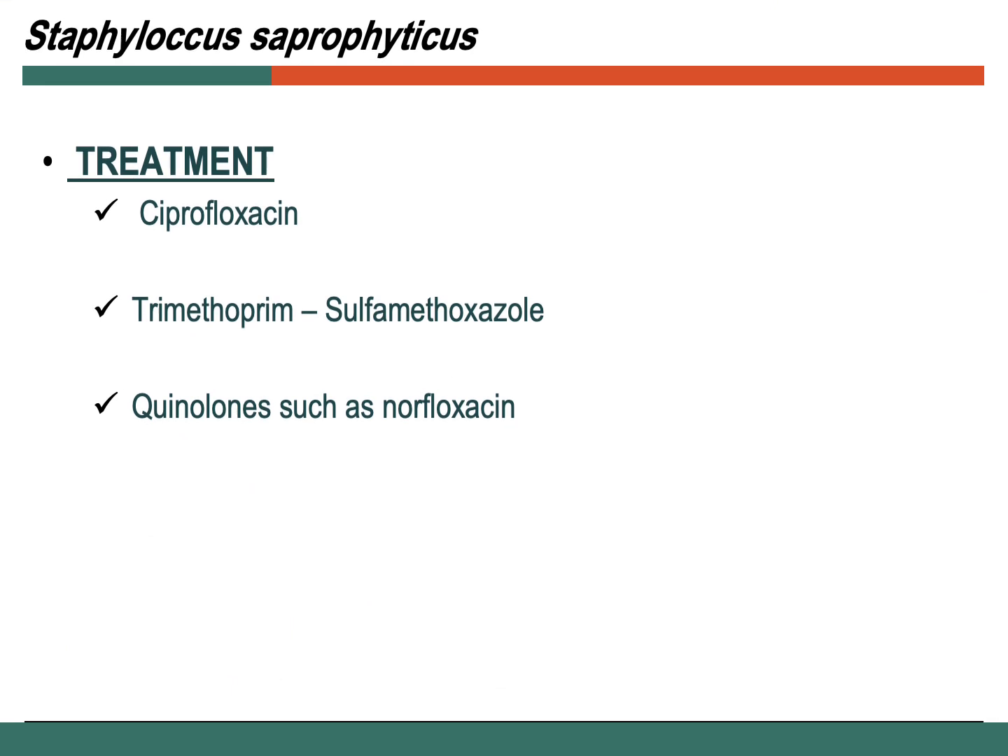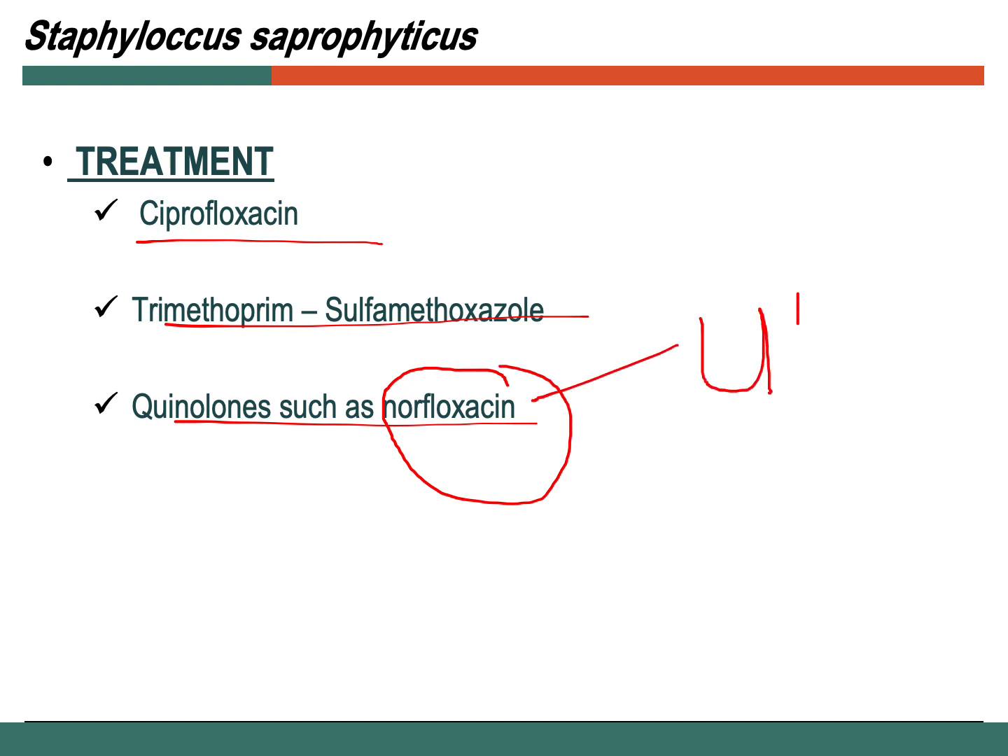The drugs of choice for saprophyticus are ciprofloxacin, trimethoprim, and quinolones like norfloxacin. Norfloxacin is only used for UTI. You cannot use this as treatment for other areas of infection like blood or bacteremia, or disease associated with the respiratory tract. No. Norfloxacin is only used for UTI or urinary tract infection.